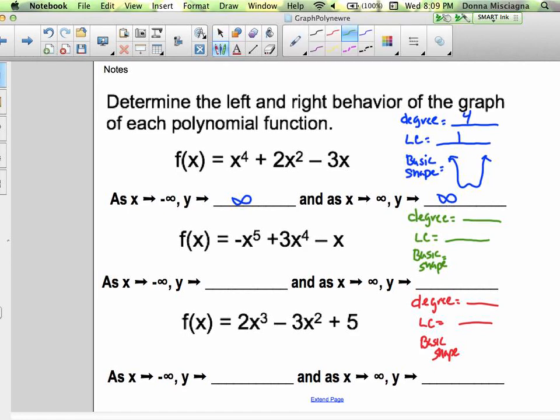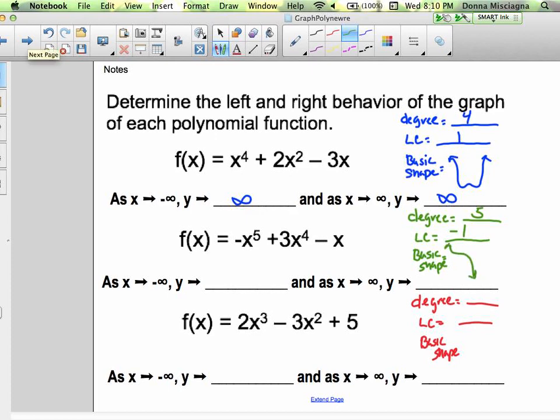Let's look to the next one. f of x equals negative x to the fifth plus 3x to the fourth minus x. Degree, look to the largest exponent. Degree is 5. Look to the coefficient in front of that term with the largest exponent. Leading coefficient is negative 1. Basic shape. All right, it's going to be an S-shape because the degree is odd. It's going to go down left to right like a line with a negative slope. All right, so it's going to be an S-shape that starts high and ends low.